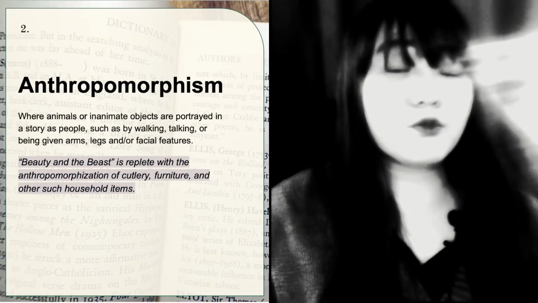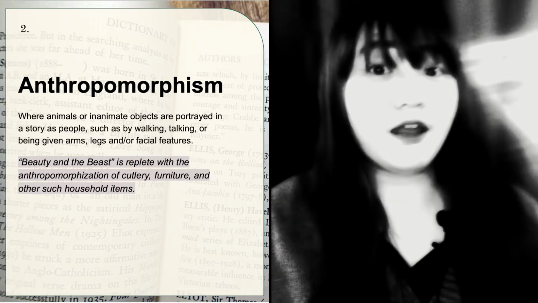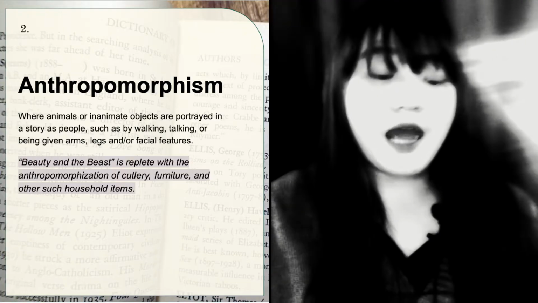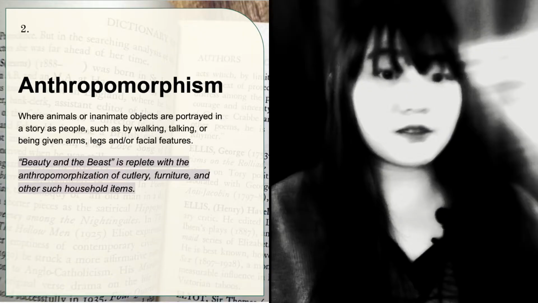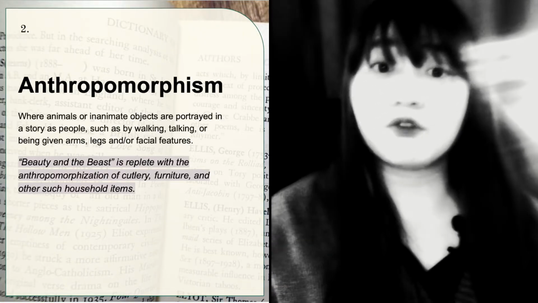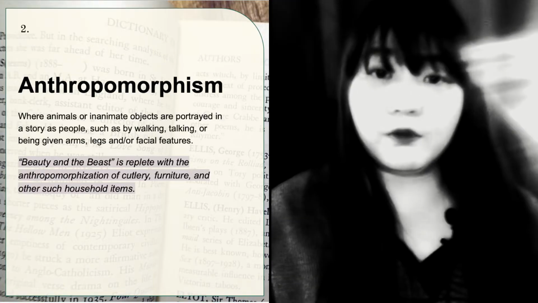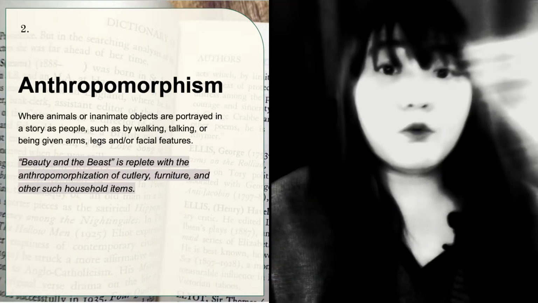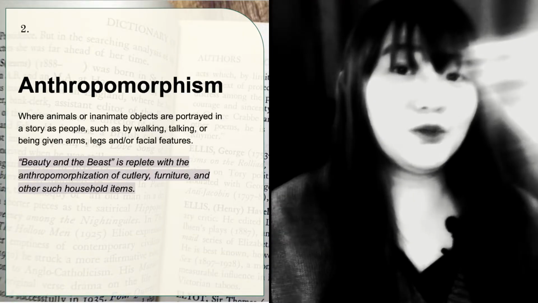So next we have anthropomorphism, which is different from personification. We're going to get to personification later on. Anthropomorphism is basically a situation in which animals or inanimate objects are portrayed in a story as people by walking, talking, or having arms and legs and limbs or facial features that you would normally associate with a person. So for example, we have the sentence, "Beauty and the Beast is replete with the anthropomorphization of cutlery, furniture, and other such household items."